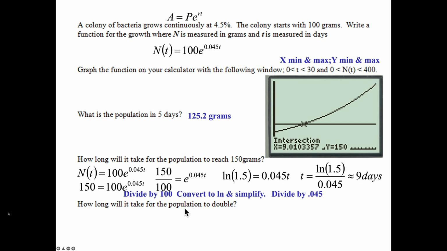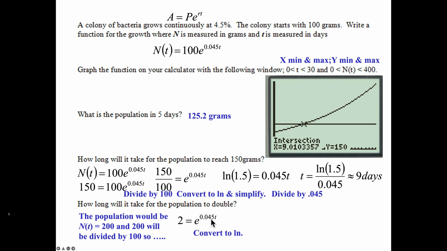Next, how long will it take for the population to double? Well, that's just like the top problem up here. It's just that we're putting in 200 instead of 150. So 200 divided by 100, we'll have 2 right here. Then we'll convert it. Natural log of 2 equals 0.045t. Divide over the 0.045. We get 15.4 days if you work this on the home screen.